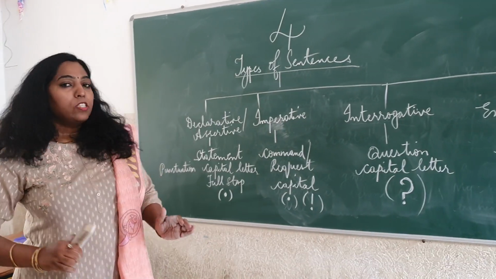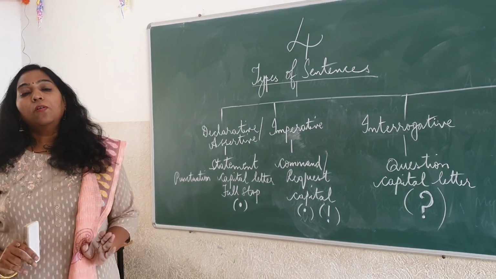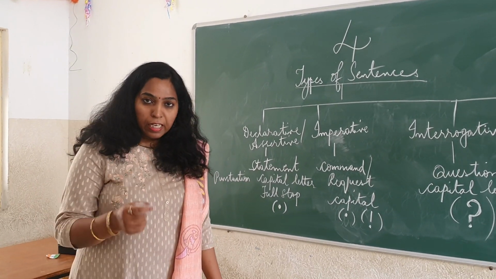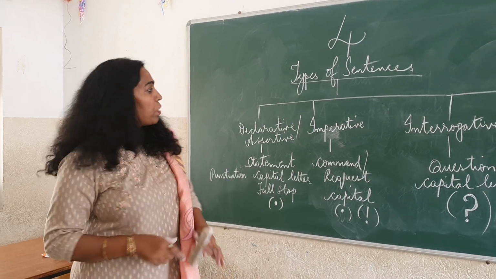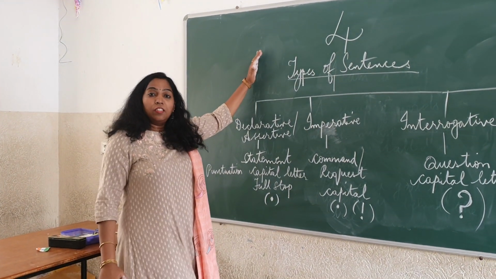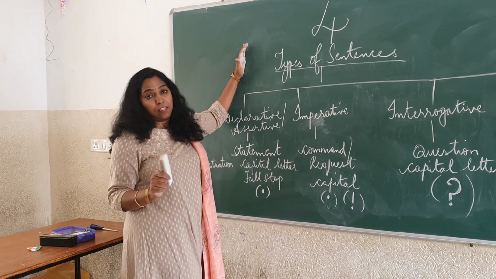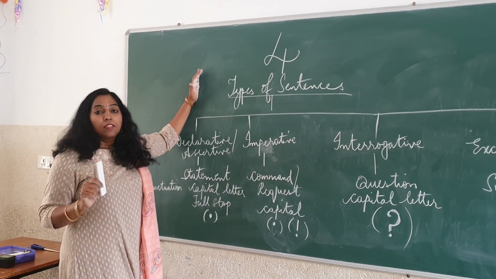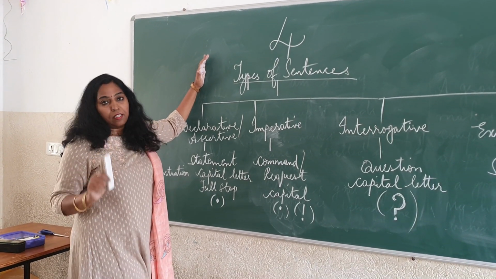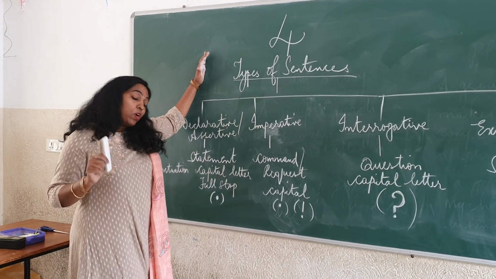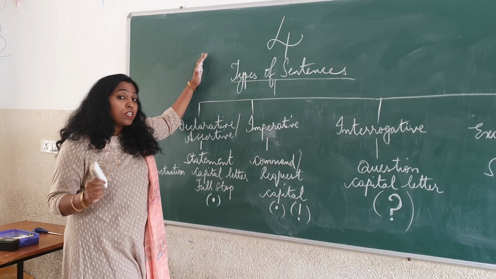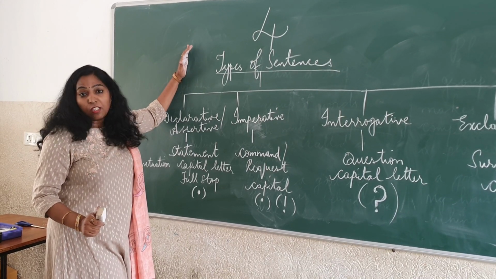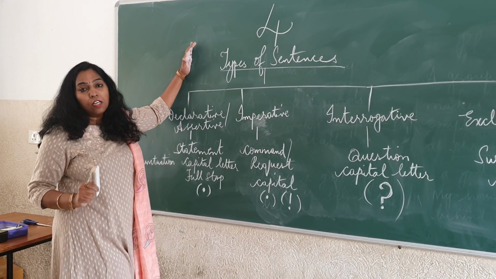So, I think I just will want to introduce this to you now. And in the next class, we are going to go a little deeper as to what each sentence type is. Okay? So, what is the first thing that we did, children? We understood the definition of a sentence. A group of words which makes complete sense is called a sentence. Yes? And what did we do later? We also understood what is a phrase. A group of words which makes sense but not complete sense is called a phrase.